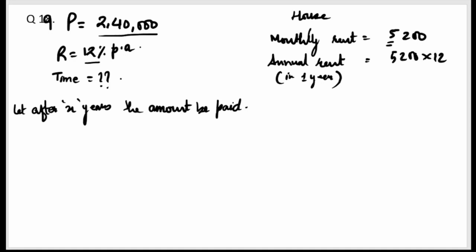Question number 19. Rahmat Chacha takes a loan amount of 2,40,000 from a bank for constructing a building at the rate of simple interest of 12% per annum. After 1 year of taking the loan, he rents the house at the rate of 5,200 per month. Let us determine the number of years he would take to repay his loan along with interest from the income of that house rent.